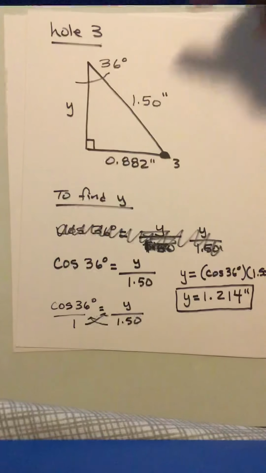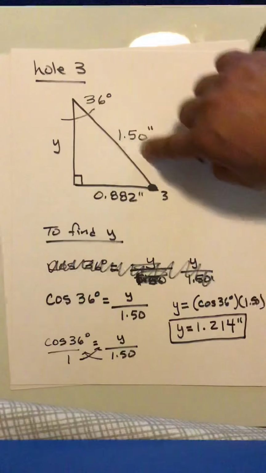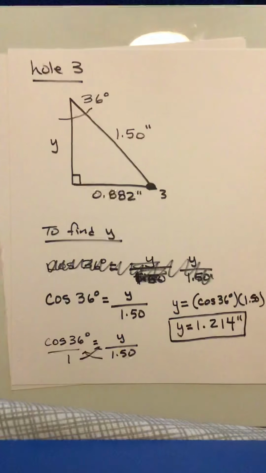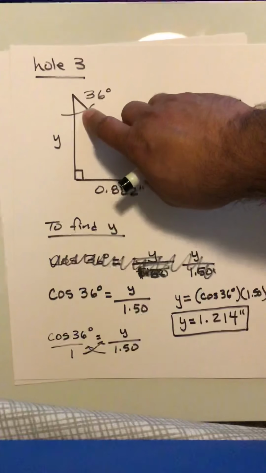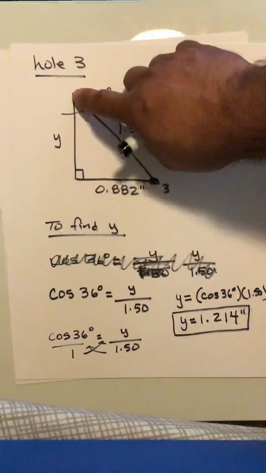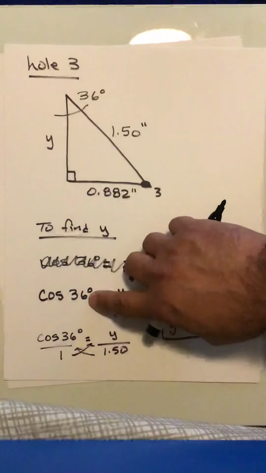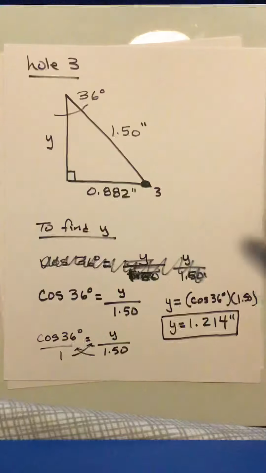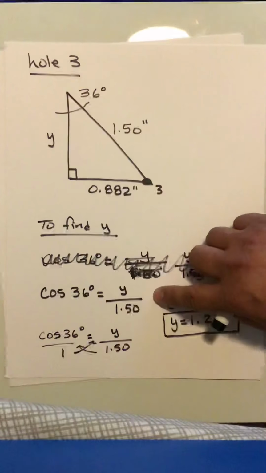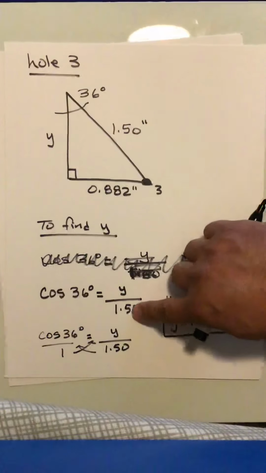Now my next goal is to find the y, using this as my reference angle. We know what this side is. We know this side, that's my radius. Now we're going to find this measurement right there, which is the y. Using this as my reference angle, I'm going to use the adjacent over my hypotenuse. That's going to be the cosine function. Adjacent over hypotenuse. So using this as my reference angle, cosine of 36 is equal to side adjacent over side hypotenuse.